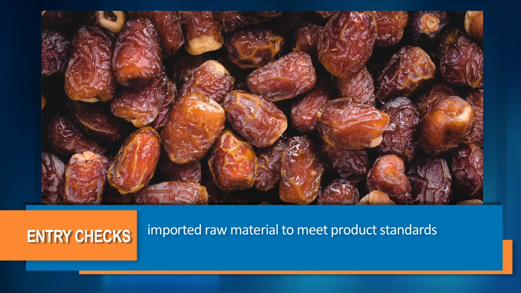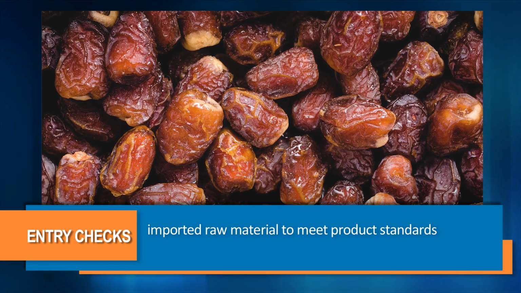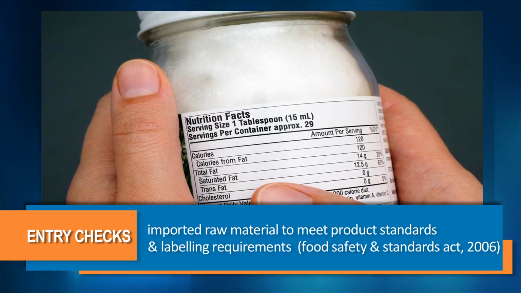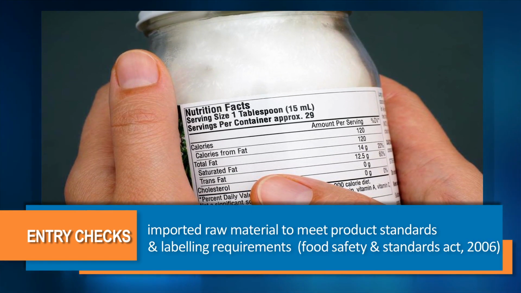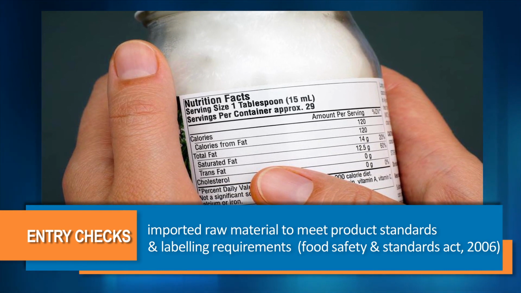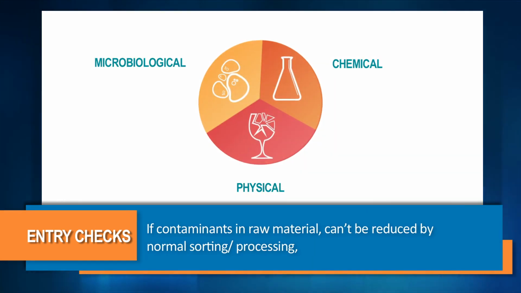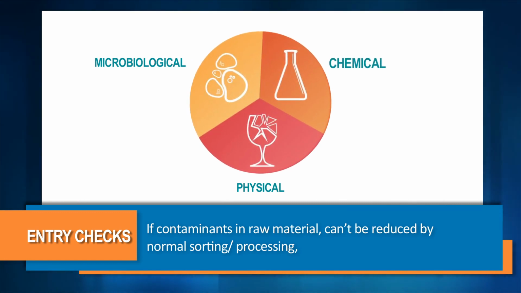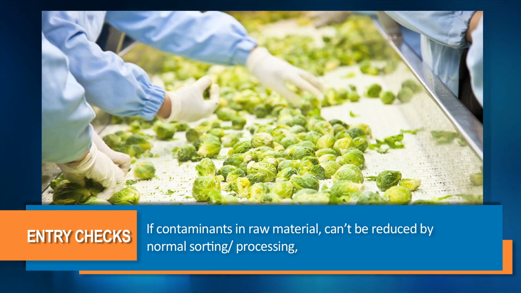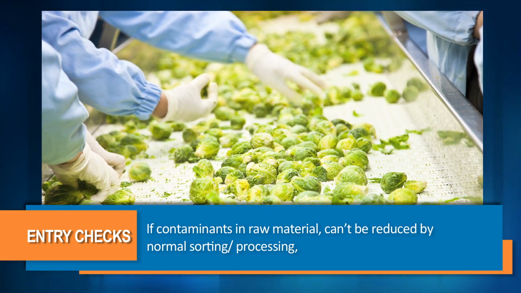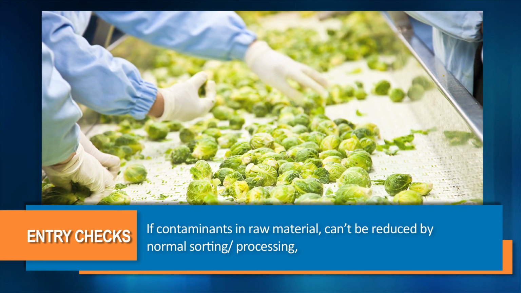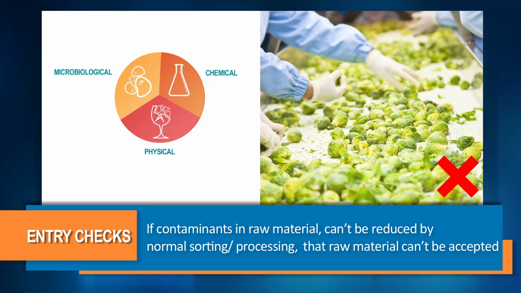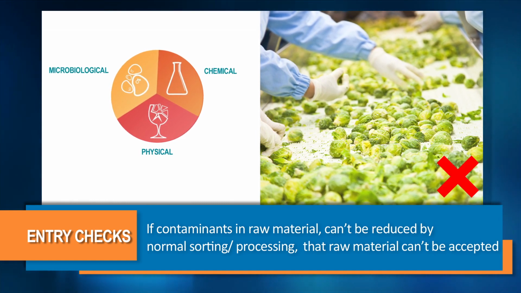Imported raw material should also be able to meet product standards and labeling requirements as per the Food Safety and Standards Act 2006. If the food business operator has information about the presence of chemical, physical, or microbiological contaminants in raw material, which could not be reduced to an acceptable level by normal sorting and processing, then that raw material shall not be accepted.